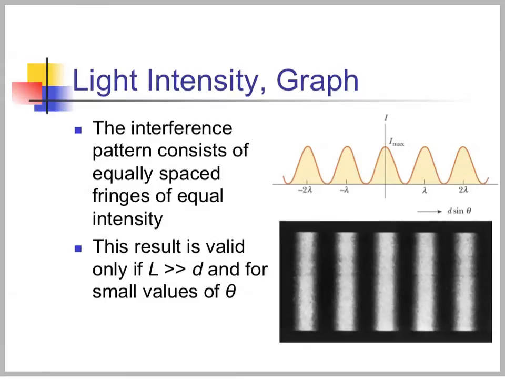And sure enough, if we were to plot this, this is a cosine squared function. This has a certain maximum intensity. And this is exactly what we see. It's 0 here, and it gets brighter and brighter, and then we reach a max and back down and up and down. Now this result is valid only if L is much bigger than d and for small values of theta.